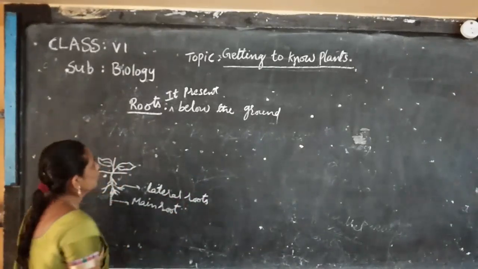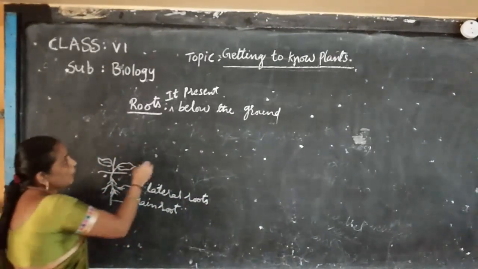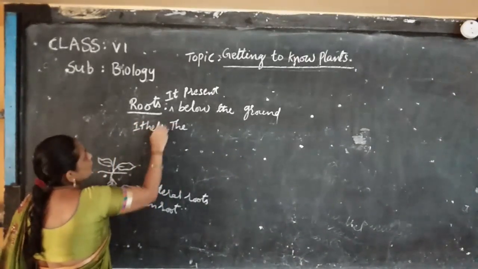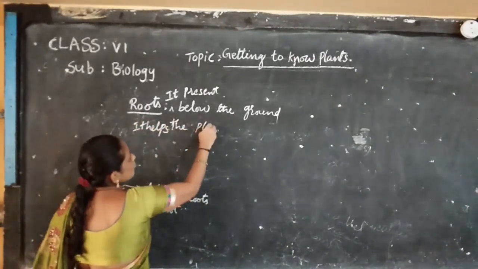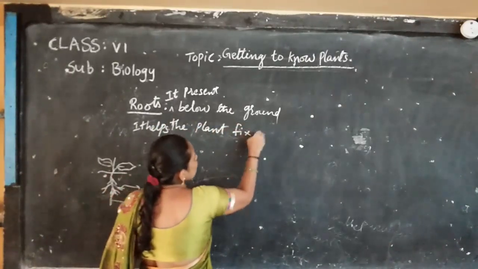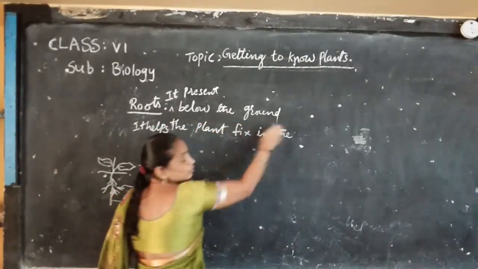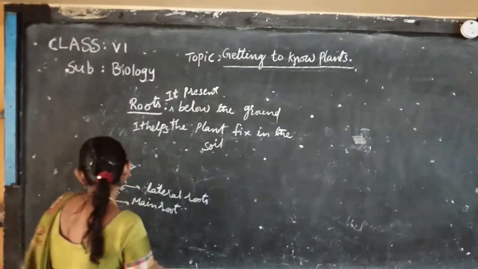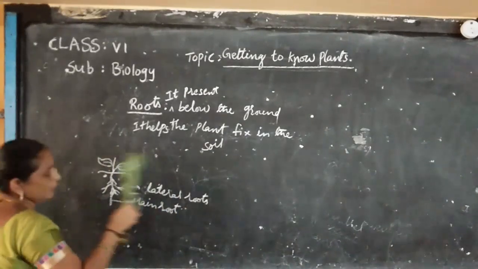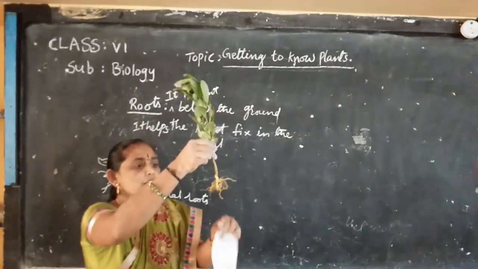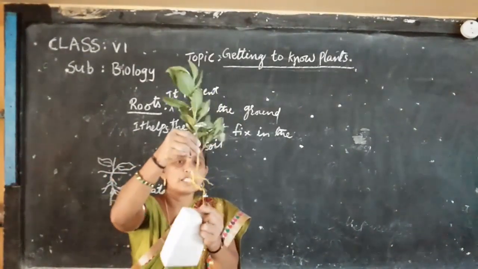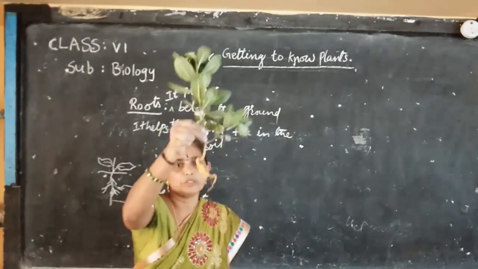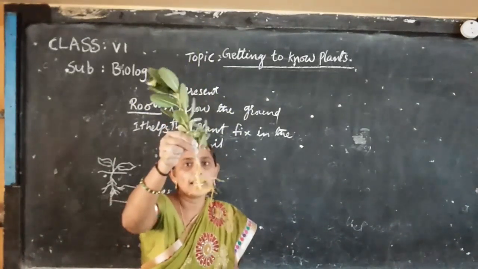Lateral roots. Root helps the plant fix in the soil. For example, take a plant and observe carefully. There is a main root. This main root is called the tap root.